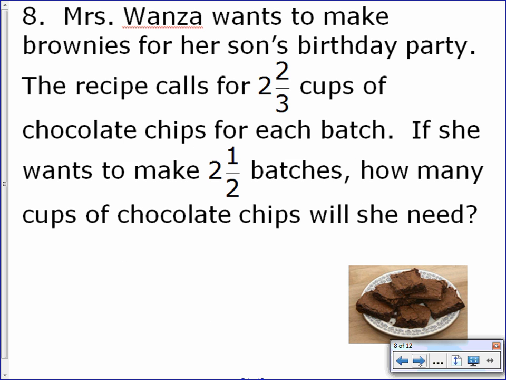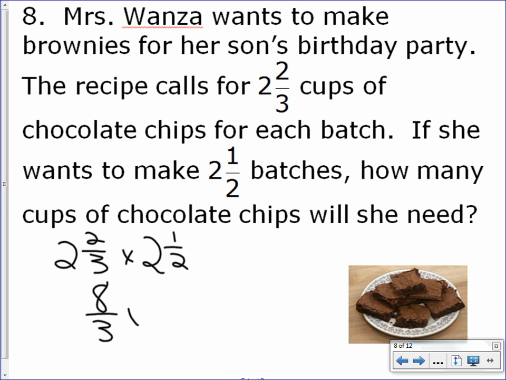All right. Mrs. Wanzo wants to make brownies for her son's birthday party. The recipe calls for 2 2/3 cups of chocolate chips for each batch. If she wants to make 2 1/2 batches, how many cups will she need? This is multiplication. 2 2/3 times 2 1/2. Change them to improper fractions. 3 times 2 is 6, plus 2 is 8. 2 times 2 is 4, plus 1 is 5.